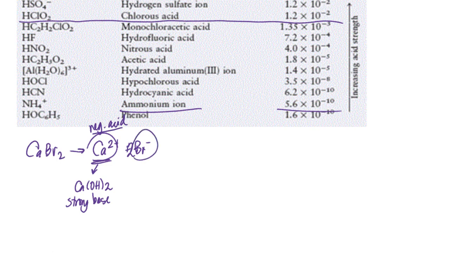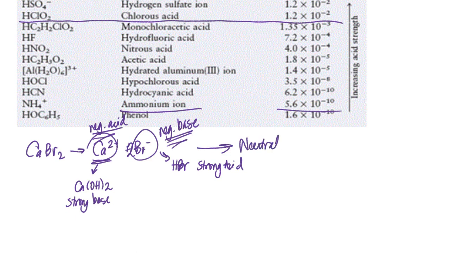If I consider the bromide ion, basically that had to have come from hydrobromic acid. And so as a result, hydrobromic acid being a strong acid, that means that the bromide ion is also a negligible species in terms of acid-base behavior. It's a negligible base. And so since neither cation or anion significantly impact the pH, then we would expect the calcium bromide solution to be essentially neutral.